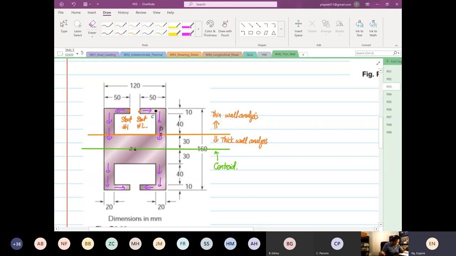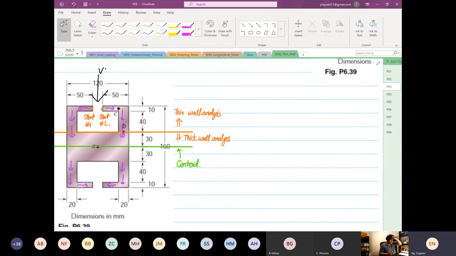So for point C and point B, it is thin wall analysis. Point A is thick wall analysis. I repeat again. Point B and point C are thin wall analysis. Point A is thick wall analysis. The only thing that's different between thick wall and thin wall, besides having the Q, is how you take your thickness. So we know that our shear force is coming down this way. So this is our V. Right. So let's look at now.